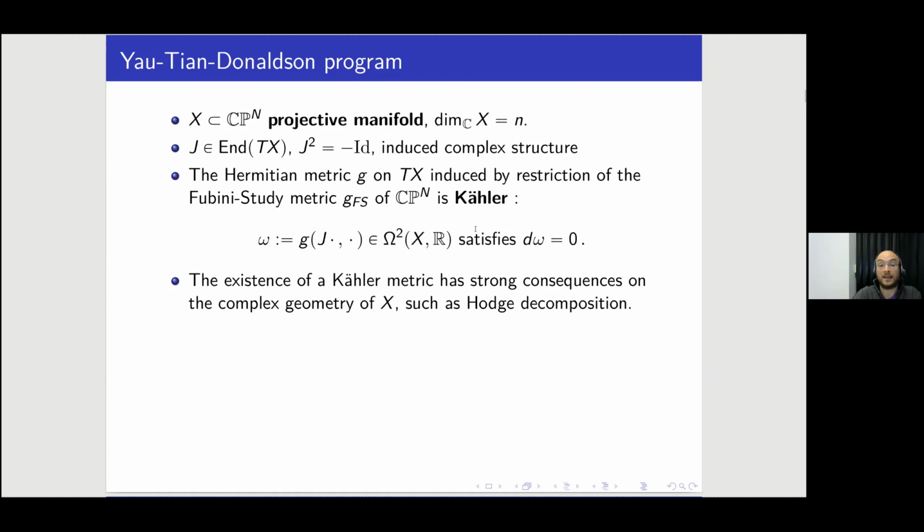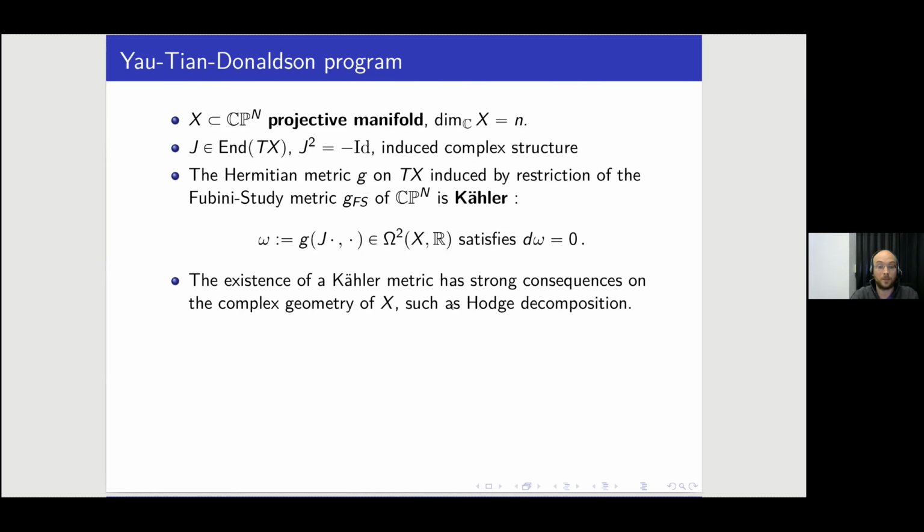And the fact is that the existence of a Kähler metric on a complex manifold has strong consequences on the complex geometry of this manifold. The most celebrated consequence is the so-called Hodge decomposition of its de Rham cohomology into Dolbeault cohomology groups, right? So a Kähler metric is a useful tool in the study of the complex geometry of a projective manifold in particular.